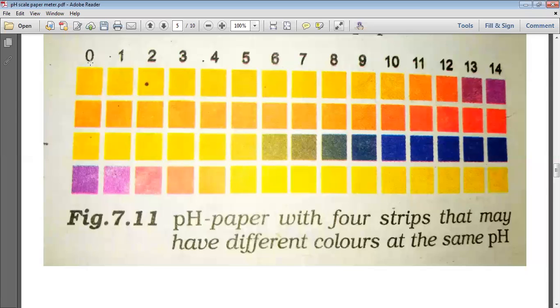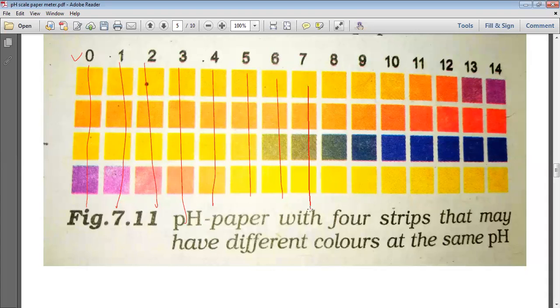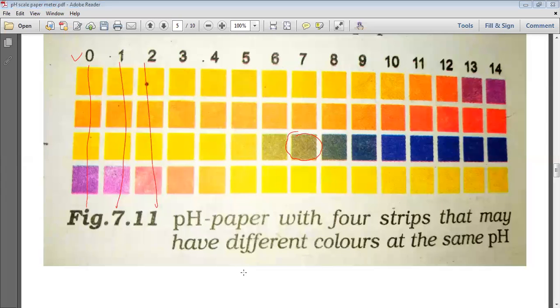Then you will get 4 different colors on the pH paper. If you have 0 pH you will get this kind of colors, if you have 1 pH this kind of color, 2 pH, 3 pH, 4 pH, 5 pH, 6 pH, 7 pH, 8 pH. Now actually the color, what it was looking to me when I'm sitting in front of here, was this. This is the color I was able to see. Let me show you, 1 second, maybe you realize it.